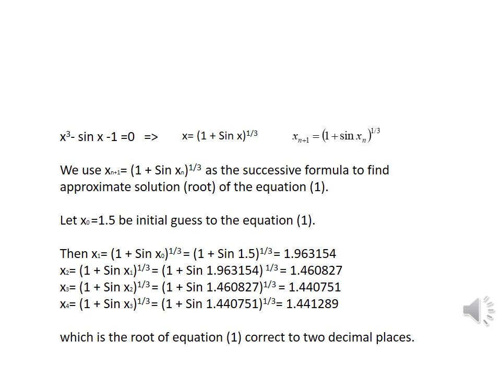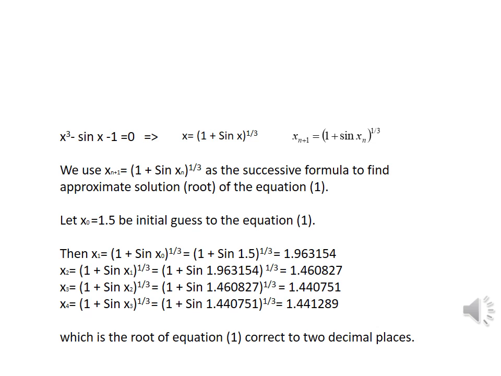Now as usual we start with x naught, which lies between 1 and 2. For a change, let us take x naught equal to 1.5, and we start the iteration. We substitute n equal to 0, and we get x1 equal to (1 plus sin 1.5) power 1 by 3. Here you must take the sin value in radians, not degrees. If values like pi by 2 are received, as in the previous case, you can take degrees, but here you must take radians.